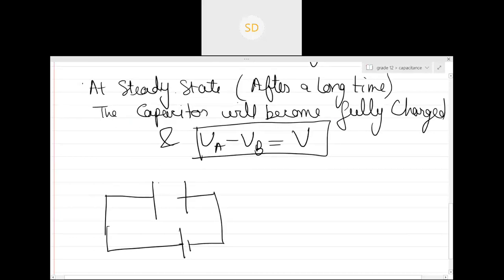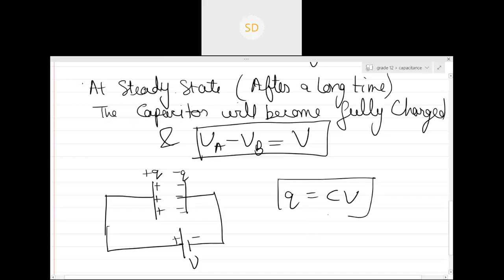and when you write like this, let's say Q, plus Q and minus Q, and you write it like this, Q equals C into V. Q is basically the charge across the capacitor. V is the voltage of the battery. You write it like this.